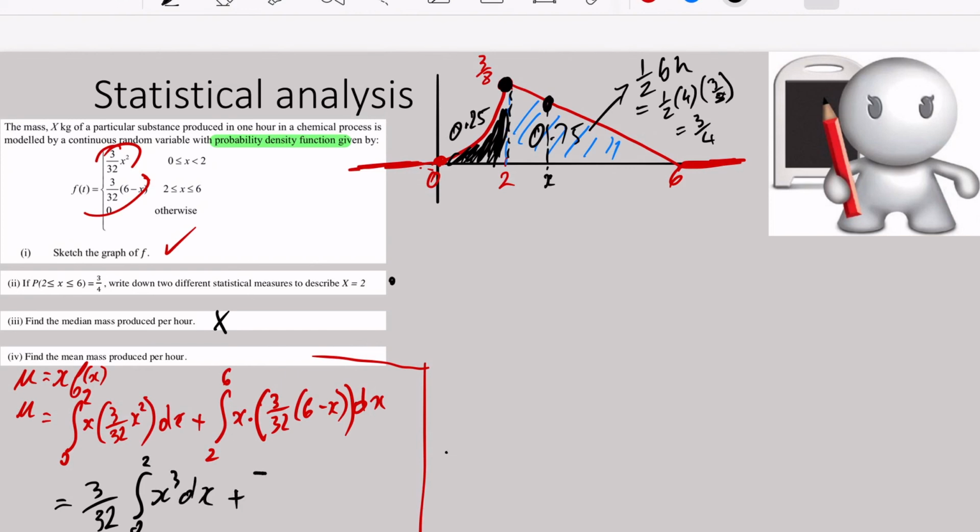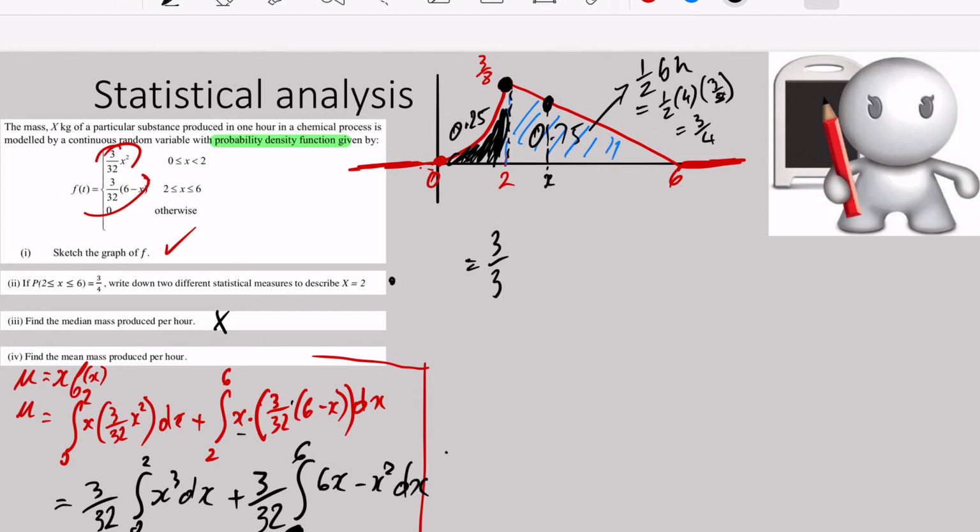We're going to do exactly the same thing over here. 3 over 32, we're going to take it down to the front of our integral. So from 2 to 6. x multiplied by 6 is 6x. x multiplied by negative x is negative x squared. So that's what we're actually integrating. All right, let's do it.